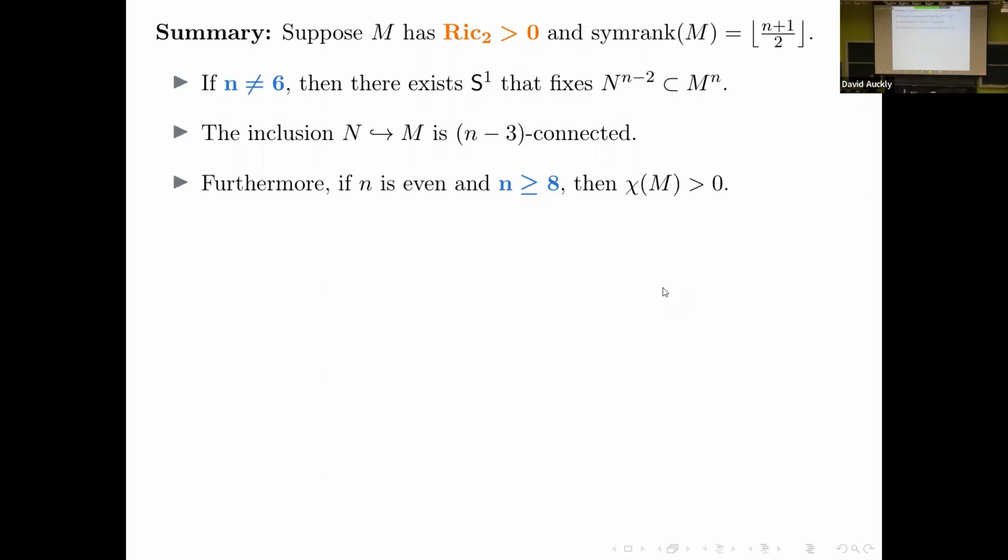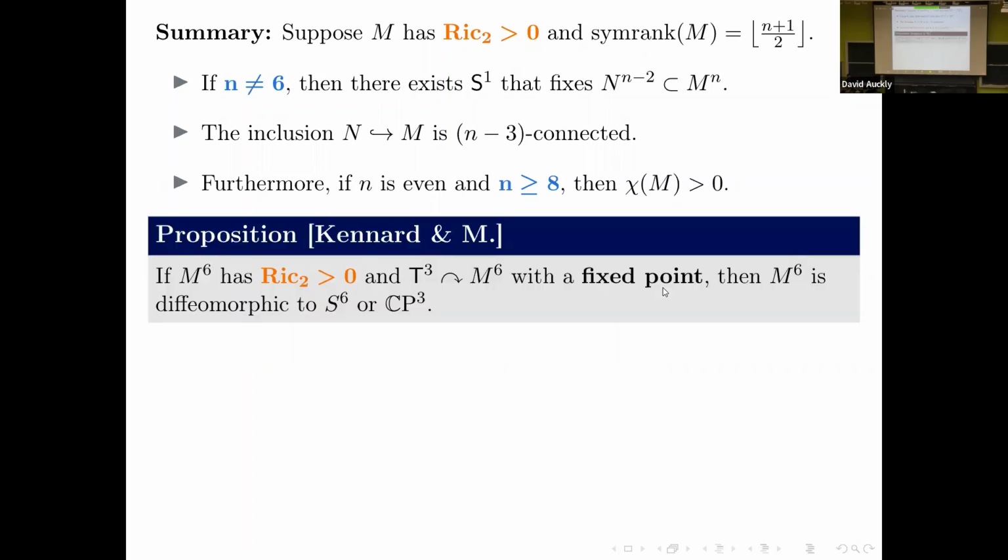Now, if I want to attack even dimensions, it's really helpful that in dimensions 8 or more, we're going to have positive Euler characteristic. And so in particular, the manifold has a fixed point set for the entire torus action. So in particular, the submanifold N will also have positive Euler characteristic, and it will have a fixed point set for its induced torus action.